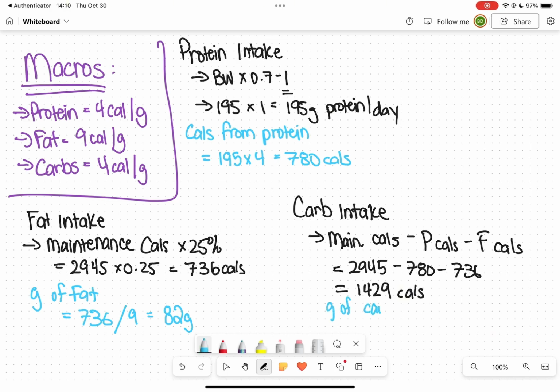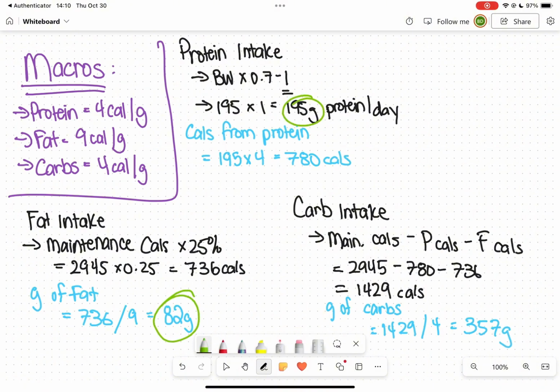And then from there, similar to what we did for our fat, we're going to determine the amount of grams from that caloric number. So taking 1429, dividing that by 4, because there are 4 calories per gram for carbohydrates, that's going to give us roughly 357. So we're going to have 357 grams a day of carbs.